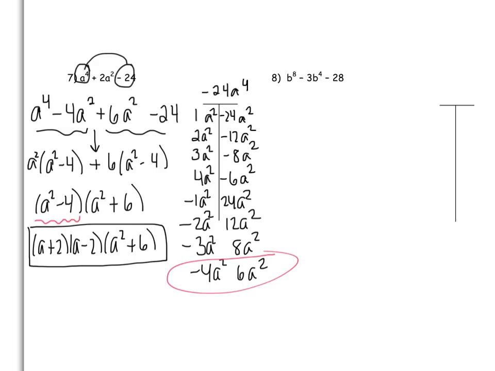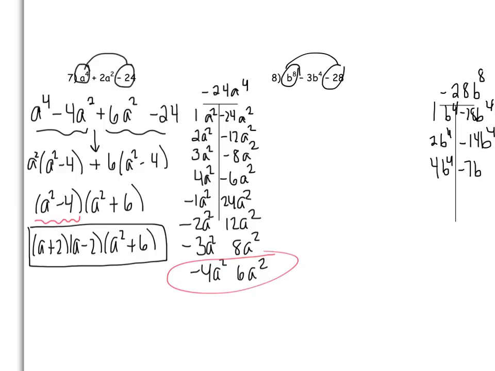Okay, so there is no GCF, so the first thing that I want to do is circle the first term and the last term, including the sign. So negative 28 b to the 8th. In order to multiply to b to the 8th, we need a b to the 4th and b to the 4th. So 1 and negative 28, 2b to the 4th and negative 14b to the 4th, 4b to the 4th and negative 7b to the 4th, and we can flip it.